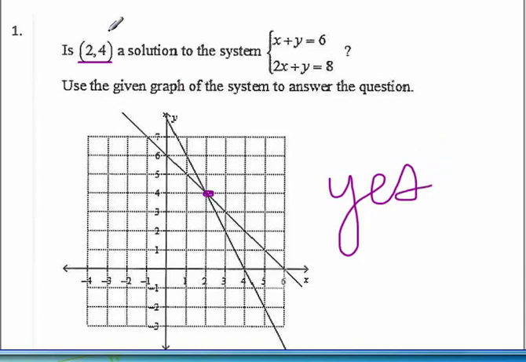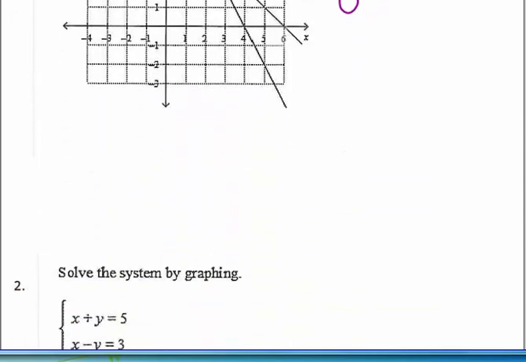Another option is you can replace the x with the 2 and the y with the 4 and see if it equals 6 in this equation and if it equals 8 in that equation. If it does, the answer is yes. But it's easy to just use your eyes and say, yes, they intersect at 2 comma 4. That's why graphs are good.